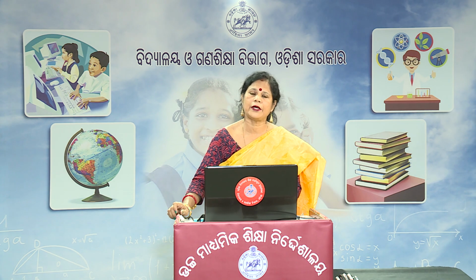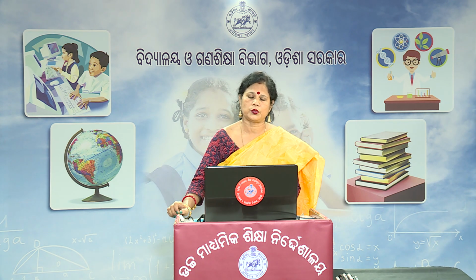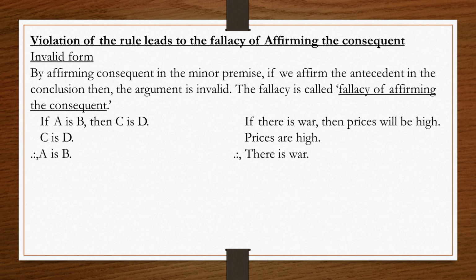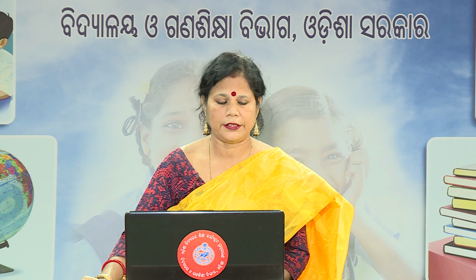So, what is the rule of the invalid argument? The rule of invalid argument is that by affirming the consequent, if we affirm the antecedent, then we will commit a fallacy, we will commit an invalid argument. The argument will become invalid.